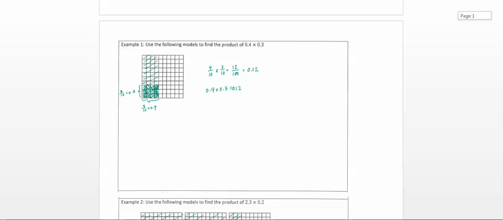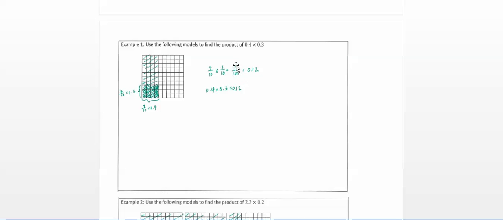So if I'm looking at example 1, it says use models to find the product of 4/10 and 3/10. So first we're going to show 4/10 along the base, and then we're going to shade all of the 4/10, right? And we're finding 3/10 of that number. And so then I'm going to show 3/10 on the side, and I'm going to shade in where the two numbers overlap. I'm going to rewrite my multiplication as 4/10 times 3/10 using fractions.